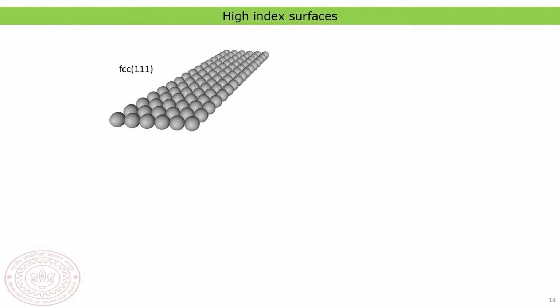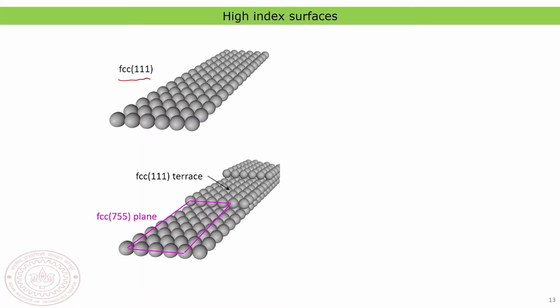So, what is its difference compared to a normal low index surface? What I am showing here first is an FCC 111 surface, and you can see here a very large infinite terrace, as we have already seen in the previous slides. Now, when we create a high index surface, you have already seen how to create one.